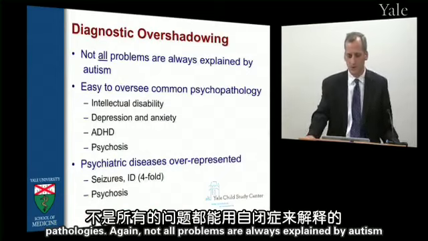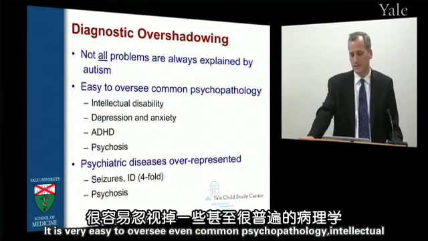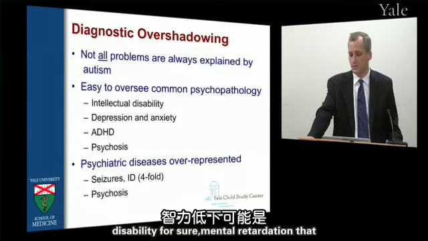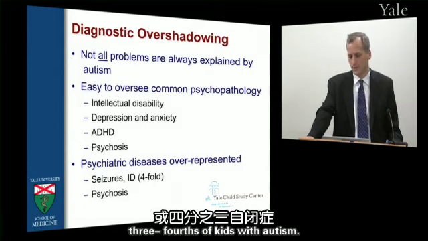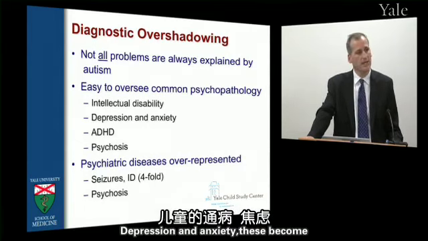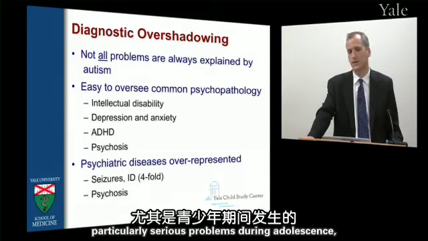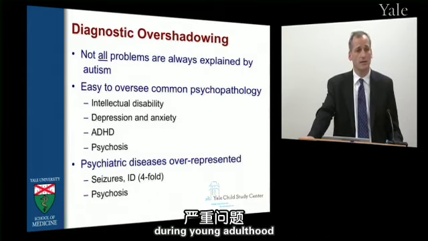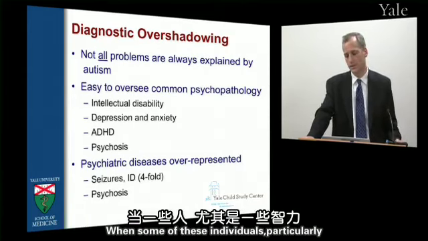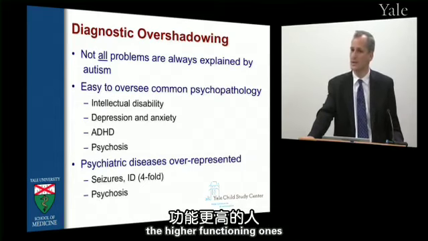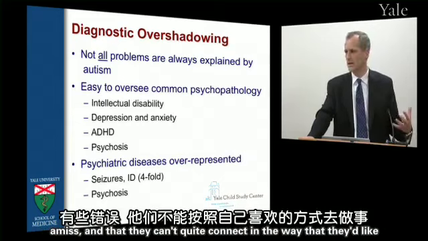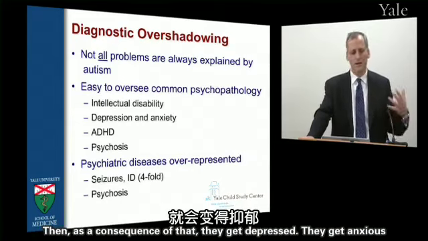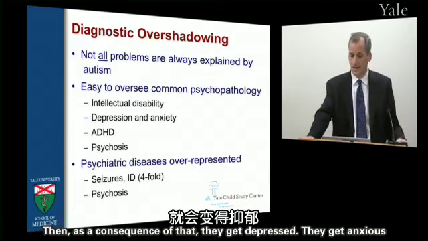Again, not all problems are always explained by autism. It is very easy to overlook even common psychopathology, intellectual disability for sure, mental retardation that can be present in 2/3, 3/4 of kids with autism. Depression and anxiety become particularly serious problems during adolescence, during young adulthood when some of these individuals, particularly the higher functioning ones, might start seeing that there's something awry, that there's something amiss, that they can't quite connect the way they would like, and then as a consequence of that, they get depressed, they get anxious.